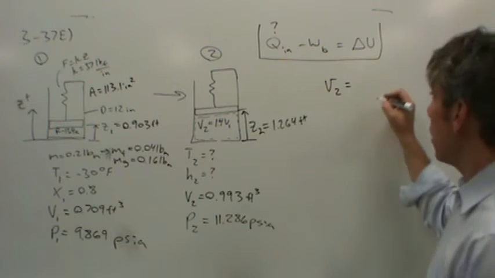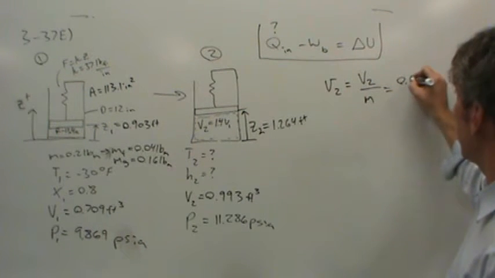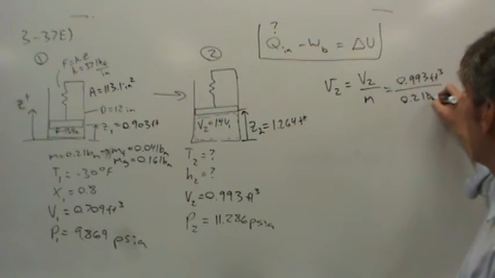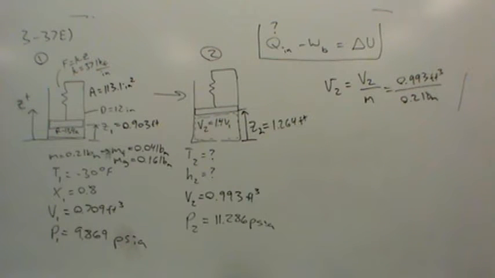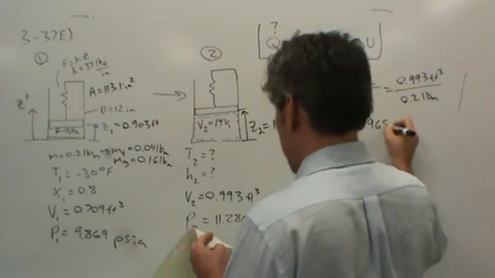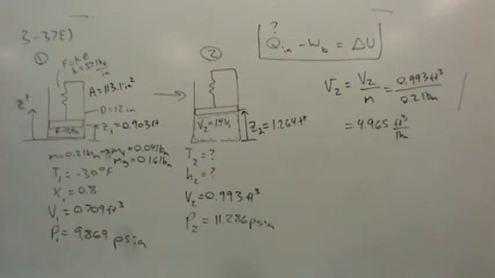Okay, so I'll show you how to use this. Specific volume in state 2 would be the total volume in state 2 divided by the mass. Total volume is 0.993 cubic feet. The total mass is 0.2 pound mass. Okay, so plug that in your calculator. What do you get for the specific volume in state 2? Good. 4.965 cubic feet per pound mass. I rounded it off to 4.97, but that's fine.